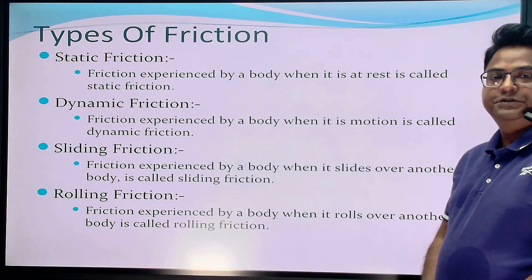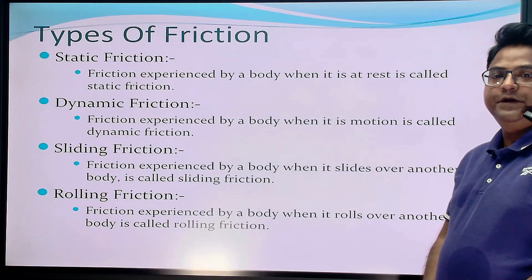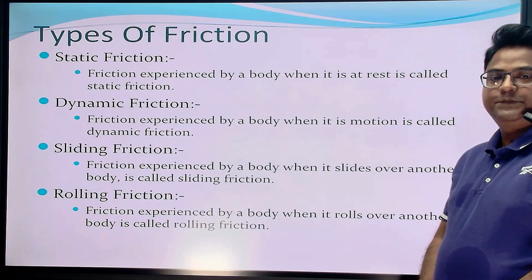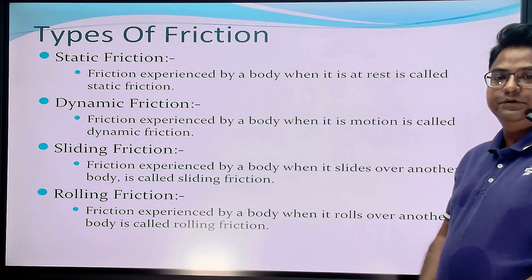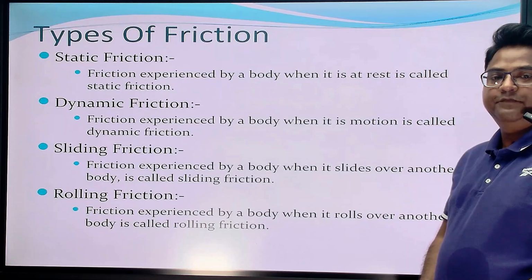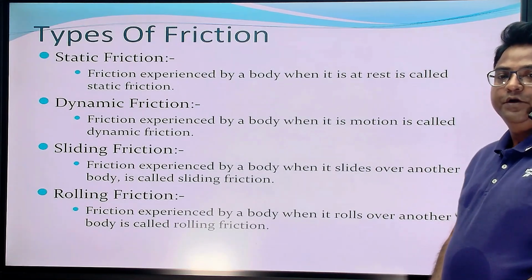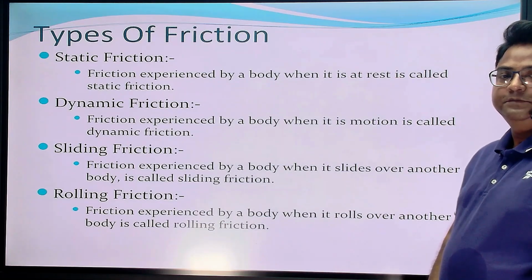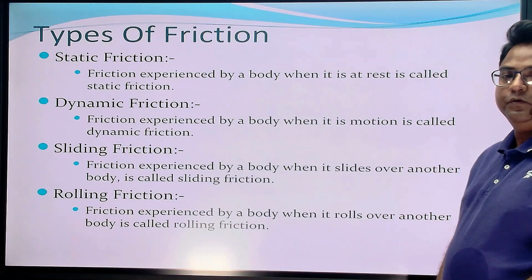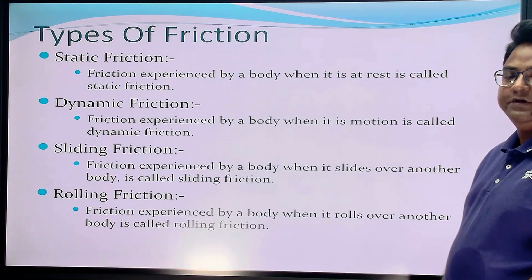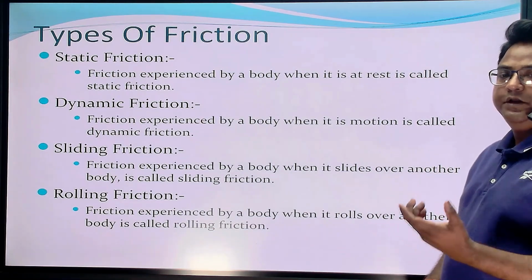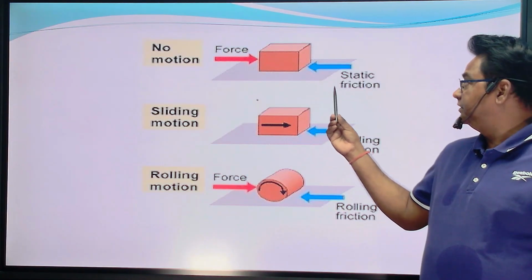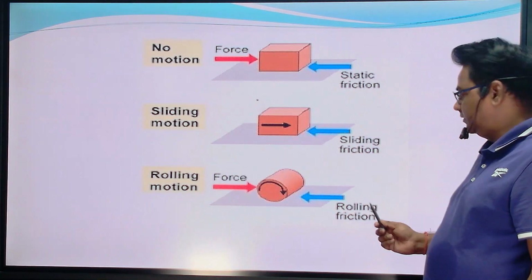Static friction is experienced by a body when it is at rest. Dynamic friction is experienced by a body when it is in motion. Sliding friction is experienced by a body when it slides over another body. Rolling friction is experienced by a body when it rolls over another body, or we can say rolls over another surface. Here we can see static friction, sliding friction, and rolling friction.